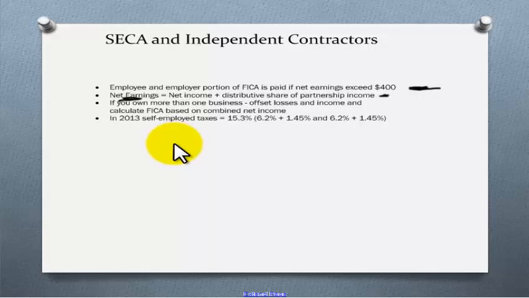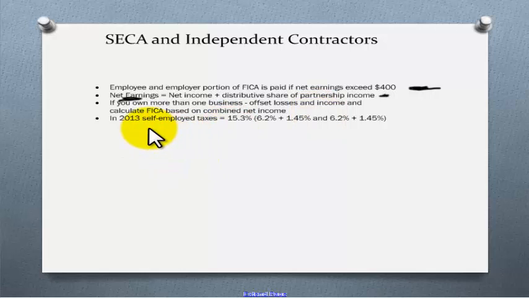Okay. If you own more than one business, like I used to have a bookkeeping business, but I also used to be a musician. So I kind of had two self-employment incomes. In that case, I could offset any loss against any income. So I basically took the two self-employment businesses and netted them against each other. And that would be considered my earnings to base my tax on.